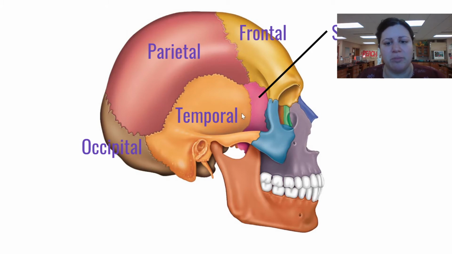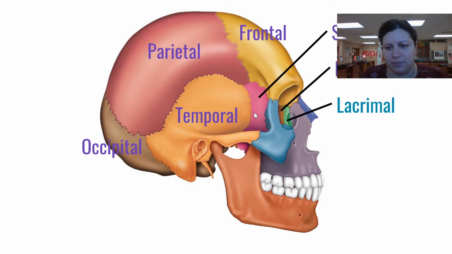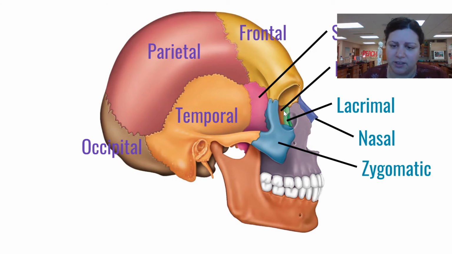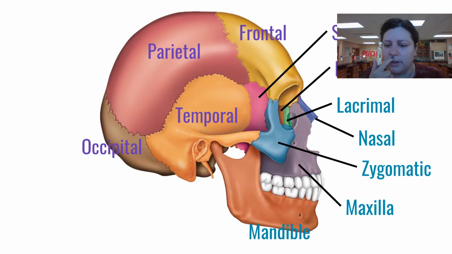There's the sphenoid bone, our keystone bone, shaped like that, like the side of our head. The ethmoid is way back in there, like the inner eye socket, and then the lacrimal, that was the bone where your tear ducts are. And the nasal bone, the bridge of the nose, zygomatic is our cheekbones. Upper jawbone, maxilla, lower jawbone, mandible.